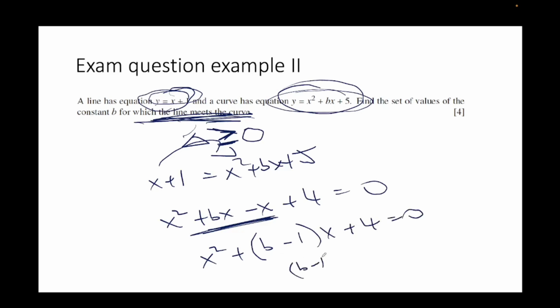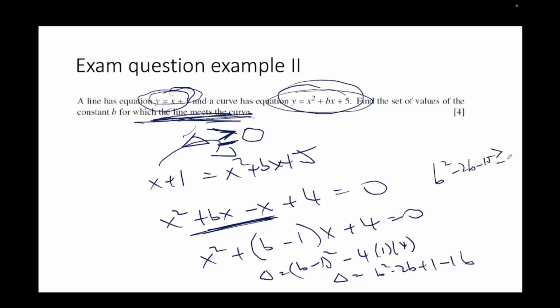The discriminant is just b minus 1 squared minus 4 times 1 times 4. That's the triangle. And that's going to be equal to b squared minus 2b plus 1 minus 16. So that's just going to be b squared minus 2b minus 15, bigger than or equal to 0. Bigger than or equal to 0, isn't it? You see what I mean?